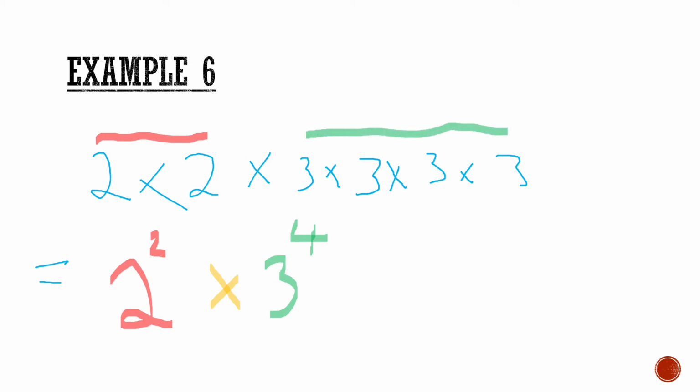Now this can't be simplified any further, because I cannot combine 2 and 3 together. So please remember, the answer will never be 2 to the 6 or 3 to the 6, because I cannot combine 2 and 3 together. If you were thinking that, then please make sure that you are happy with this, because I cannot combine 2 and 3 together in maths. So that is it, guys.